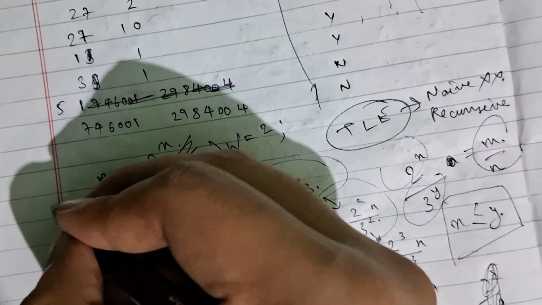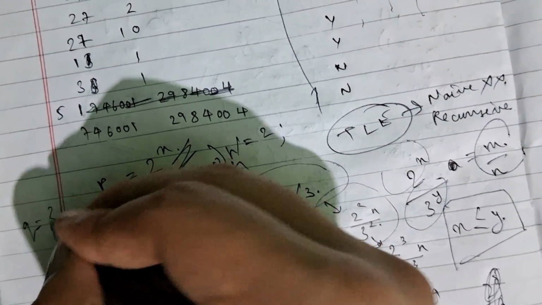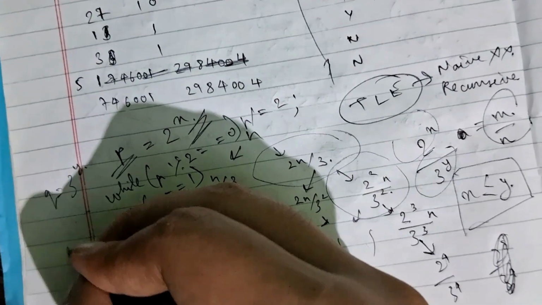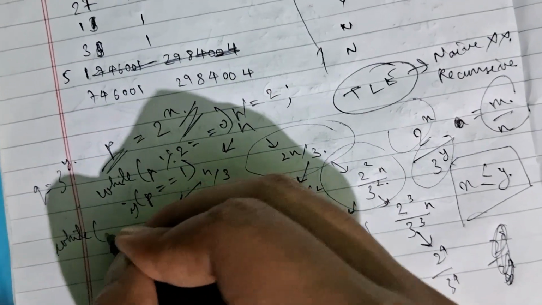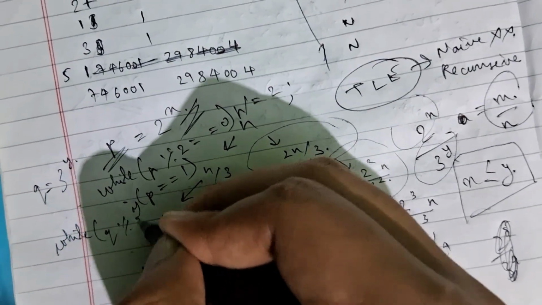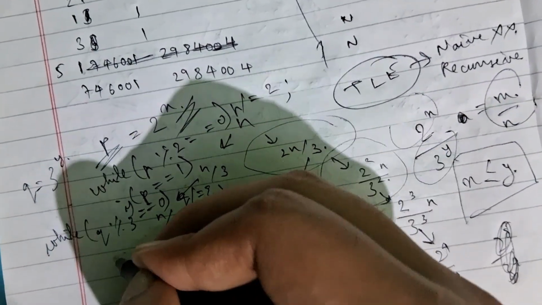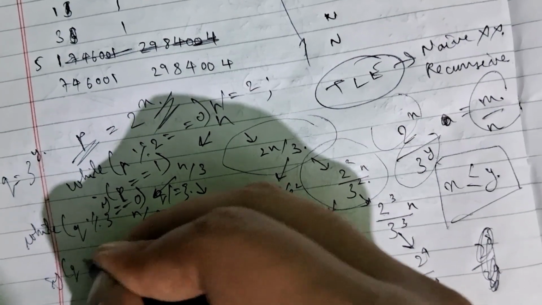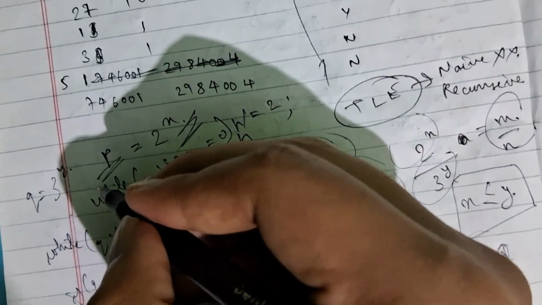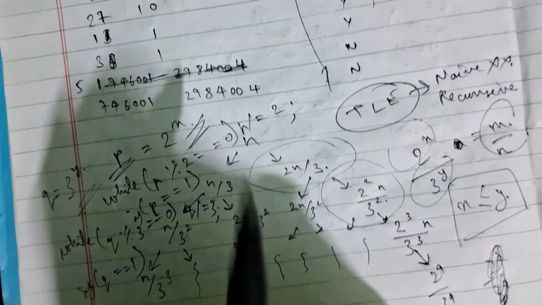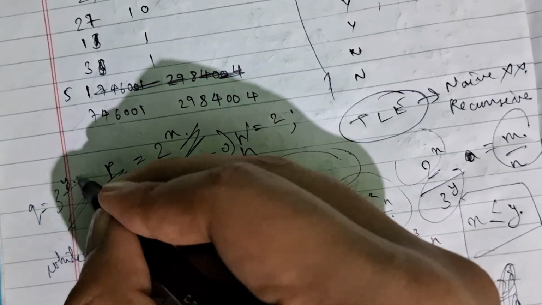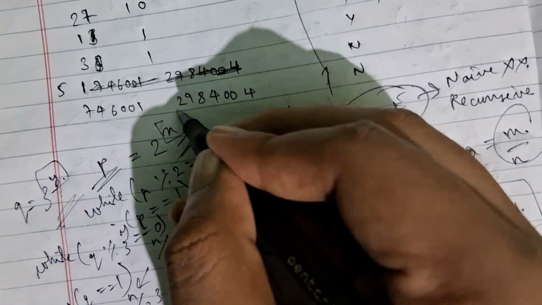Similarly, if we want to check if q is in the form 3 to the power y or not, we can divide q by 3, and if q becomes 1, we can say that it is in the form of 3 to the power y. Remember one thing, you also have to check the x and y condition.